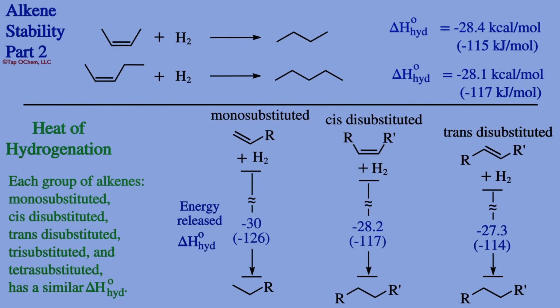Finally, heats of hydrogenation tell us that trans-disubstituted alkenes are more stable than cis-disubstituted alkenes. This is also a general trend. The reasons for this cis instability are discussed in the animation Alkene Stability Part 1.